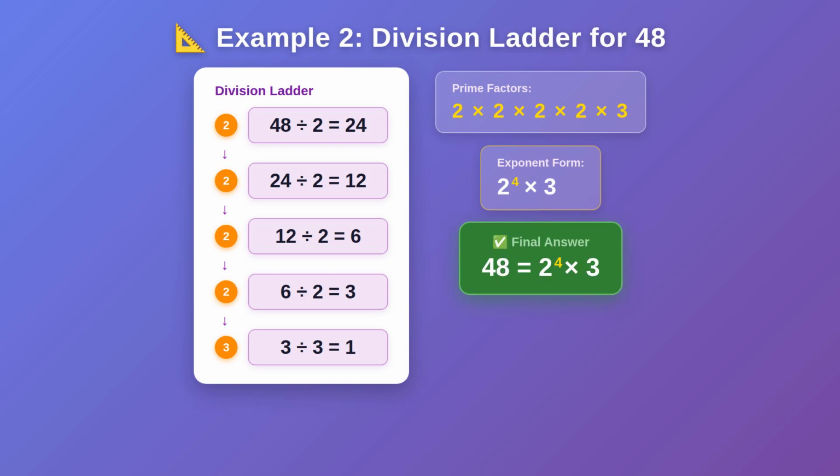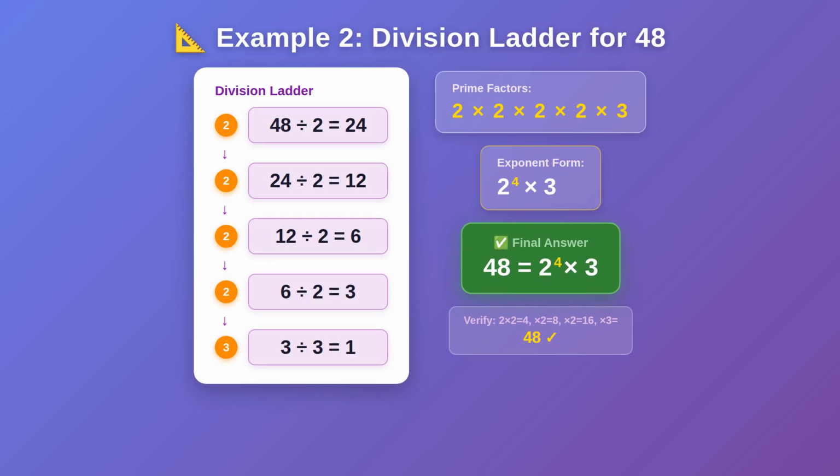Now, is 3 divisible by 2? No. Try 3. 3 divided by 3 is 1. We've reached 1, so we stop. Our prime factors are 2, 2, 2, 2, and 3. That's 4 2s and 1 3. So 48 equals 2 to the 4th power times 3.